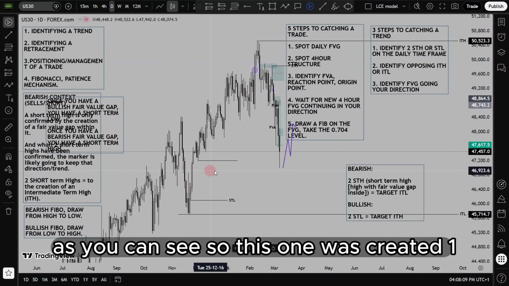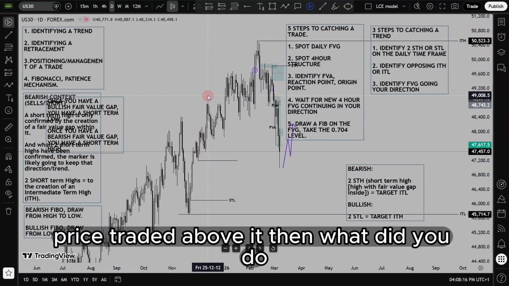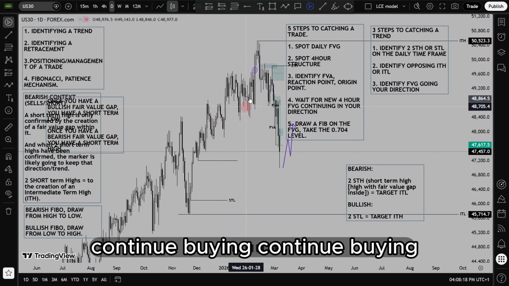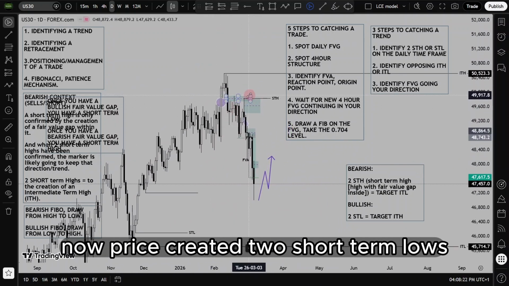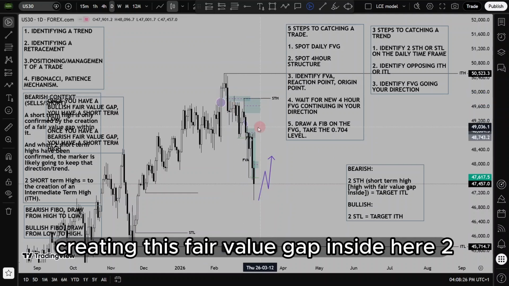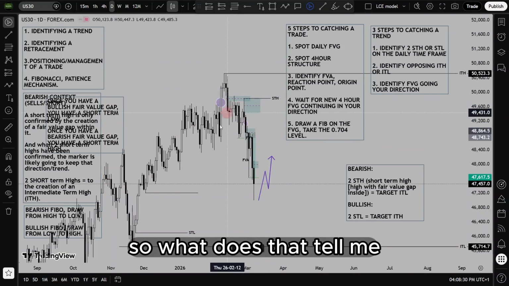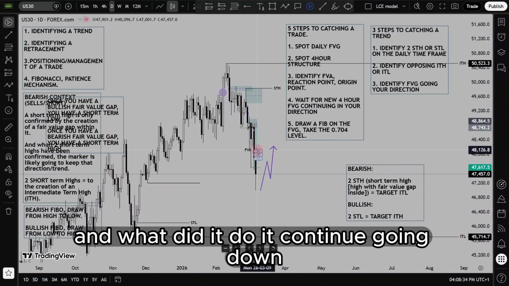So this one was created one, this one was created two, and then this high did not hold. Price traded above it. Then what did it do? Continue buying. Now, price created two short-term lows by creating this fair value gap, one, creating this fair value gap inside here, two. So what does that tell me? Price may want to continue going down. And what did it do? It continued going down.